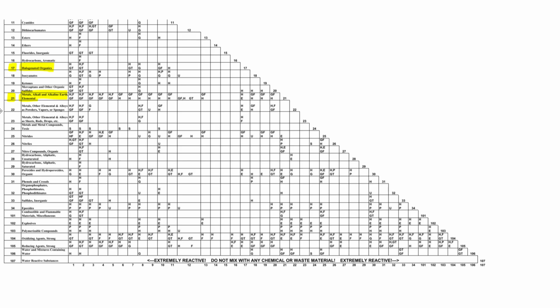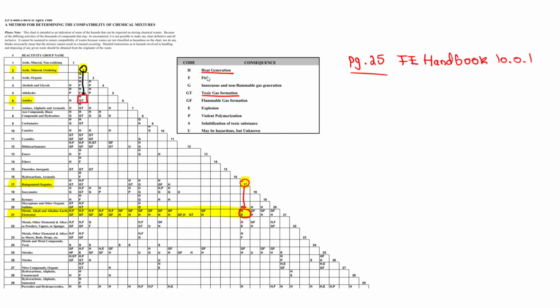Again, all we do is take the 17, which is the top one, and you go to the 21, so you go across all the way here. You always start at the top, and we end where we are at 17 for the top substance, halogenated organics. Then you read all the way down, and we have HE that occurs. That's the consequence of mixing those two. H is heat generation as well, and we have an explosion. So that's going to be dangerous there. We have an explosion when we mix the halogenated organics with the alkaline earth metals.